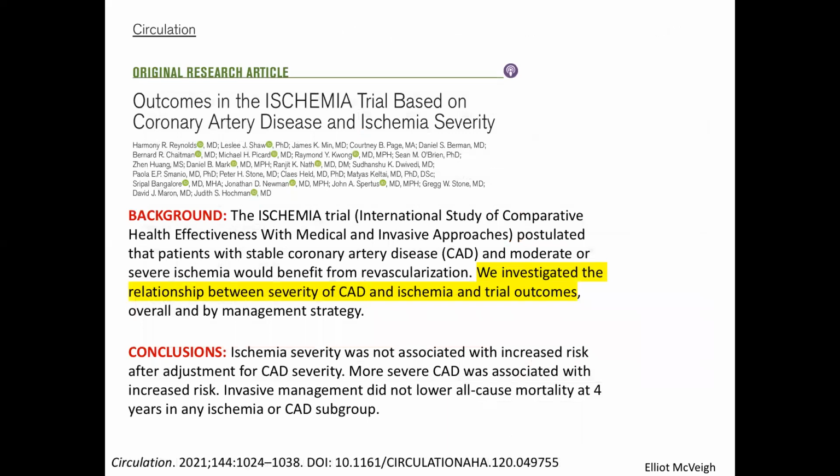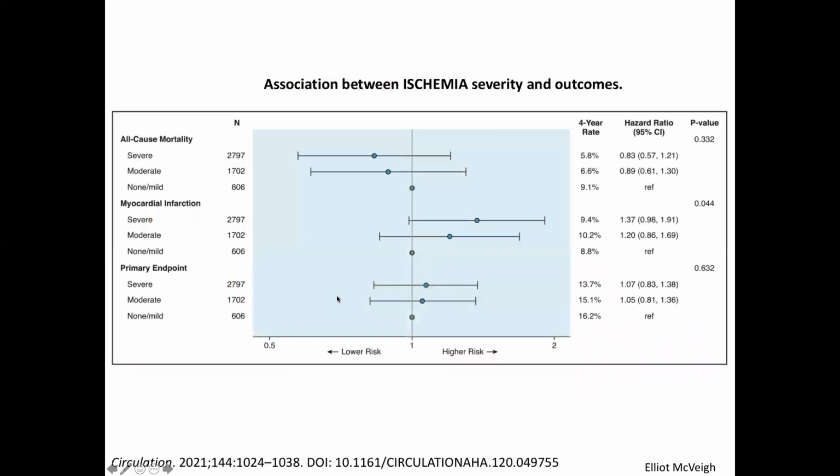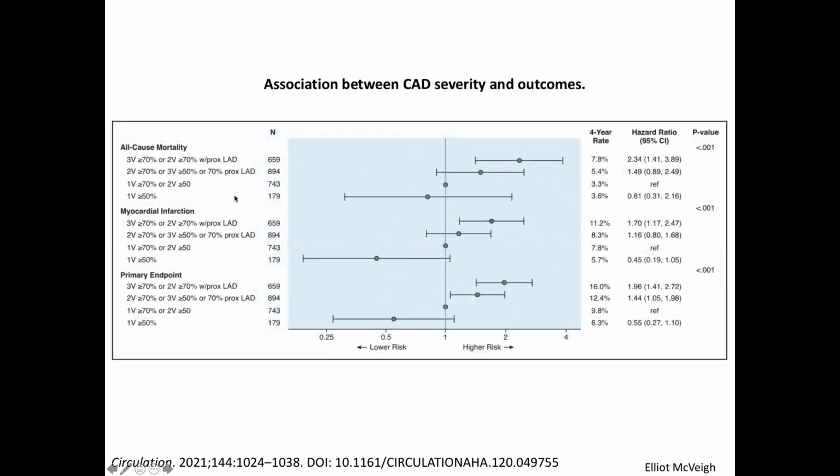So that leads to the imaging people coming onto this study. They glom on and say, whoa, we've got to look at what the heck's happening here with the imaging studies, right? And so they investigate the relationship between severity of CAD and ischemia. And it's basically the same data: for all-cause mortality and the ischemia outcomes, there wasn't really a significant difference.